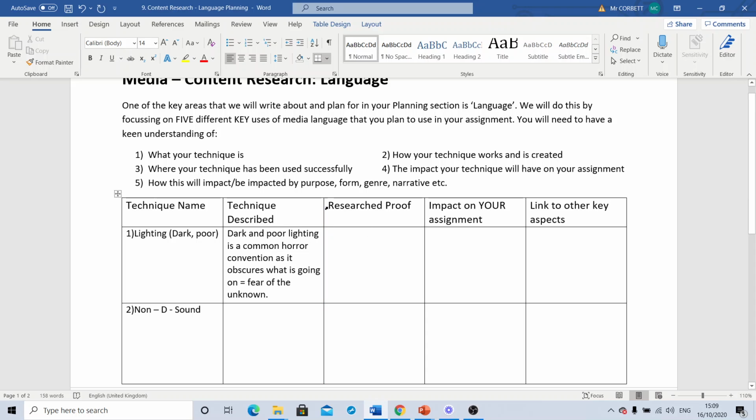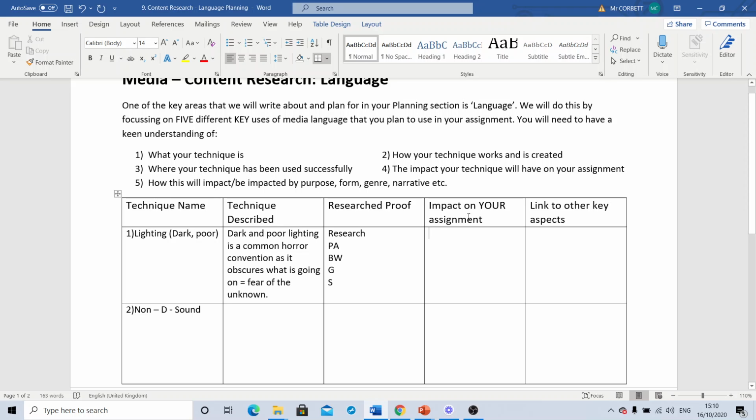Research proof. This one is really important. This is what a lot of us were missing at National 5, is your proof. How do you know that? Now that can be literal research. You can look up someone who says, yes, 80% of people prefer dark things in their movies, horror movies or whatever it may be. Or you can go, okay, I watched 5 horror movies, Paranormal Activity, Blair Witch, Gothica, and The Shining. There were scenes where dark poor lighting was used to increase tension.